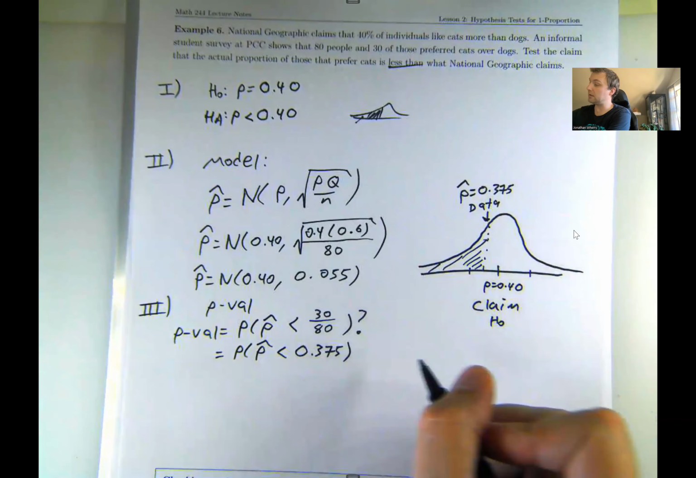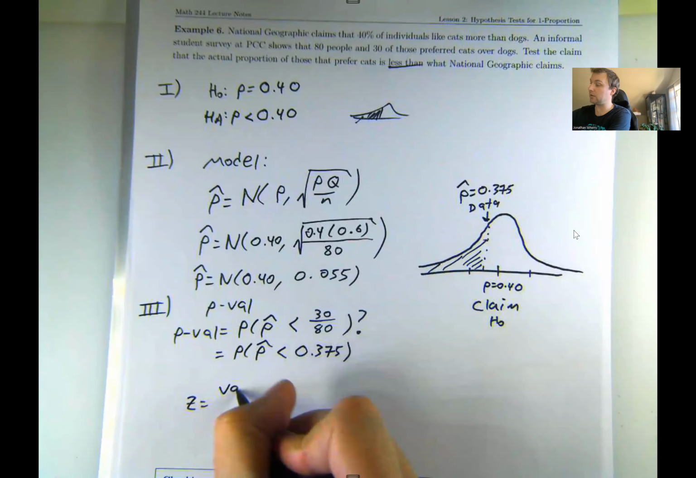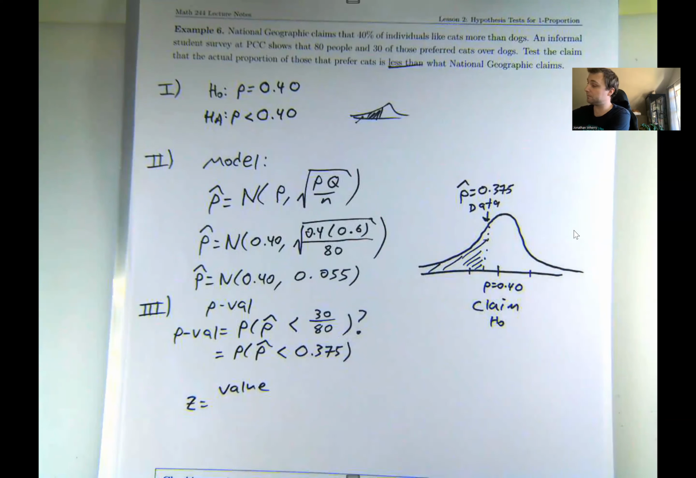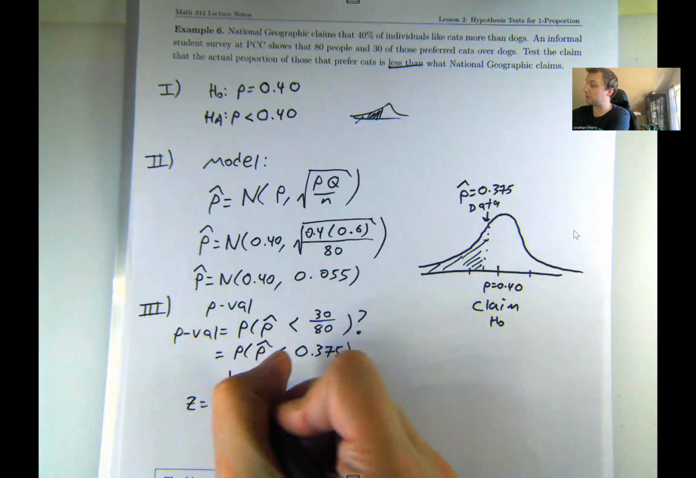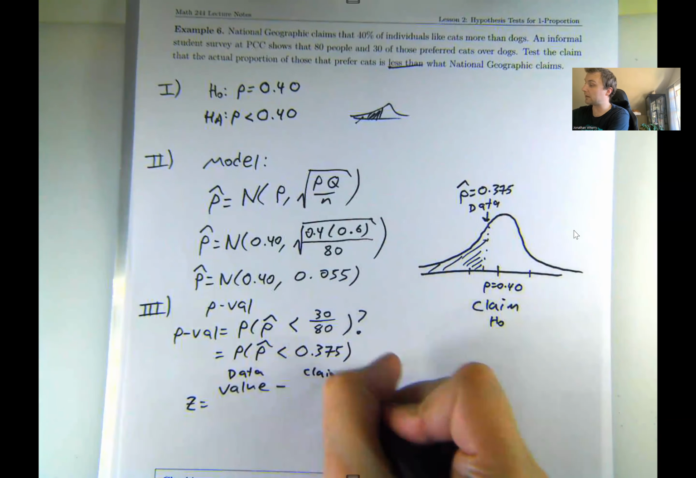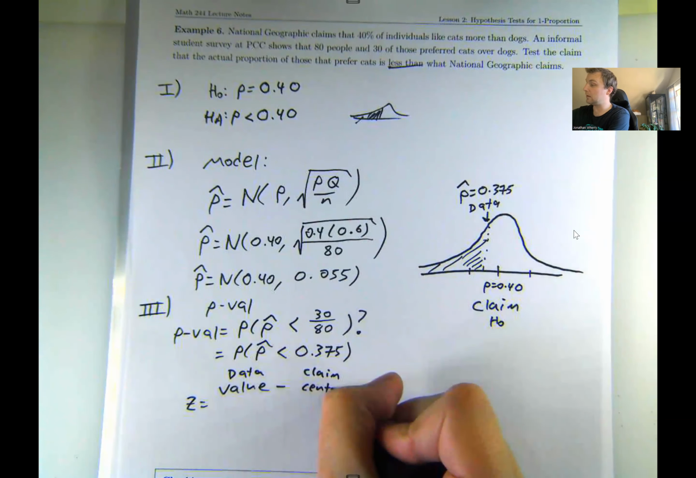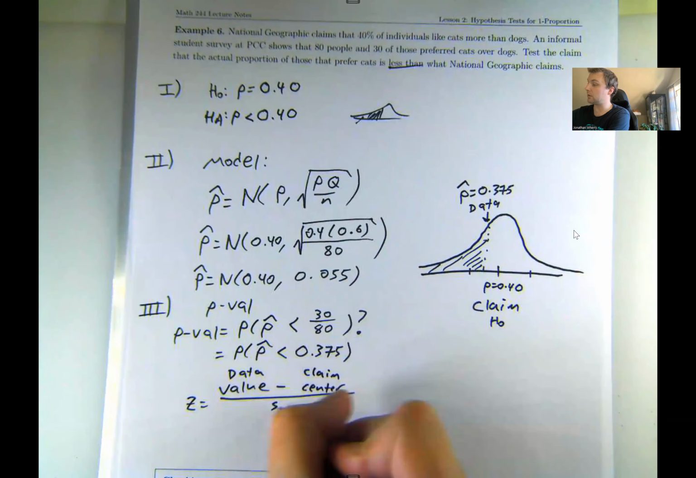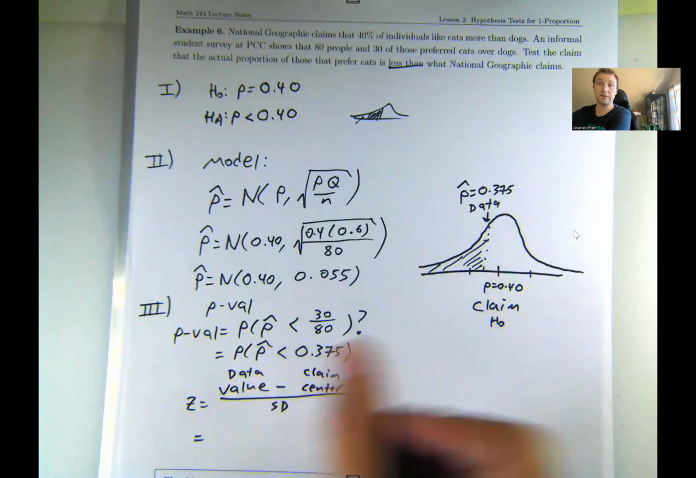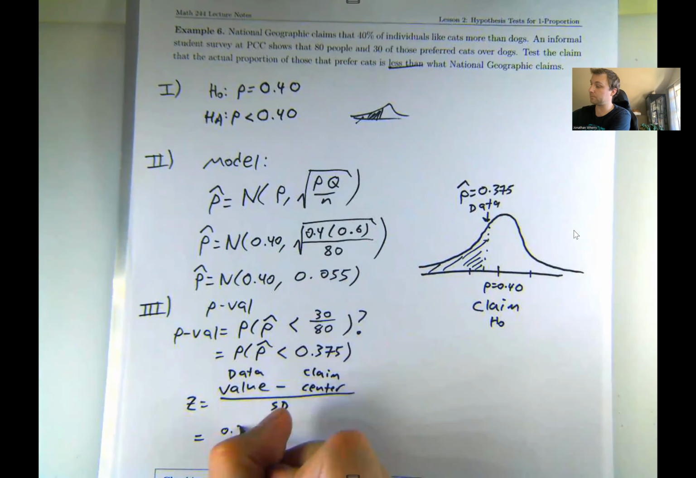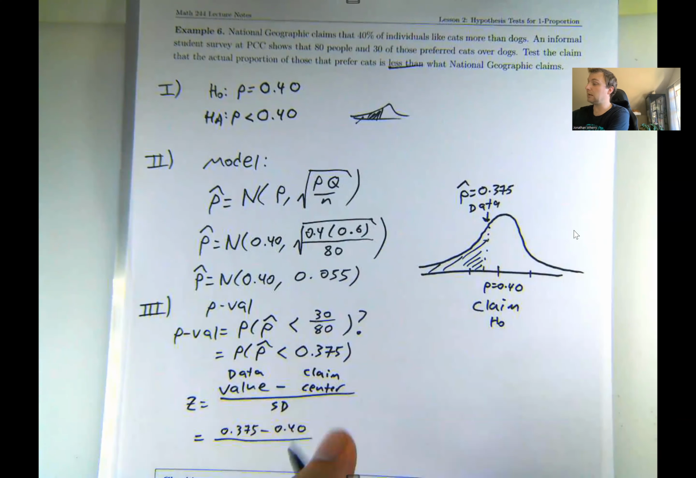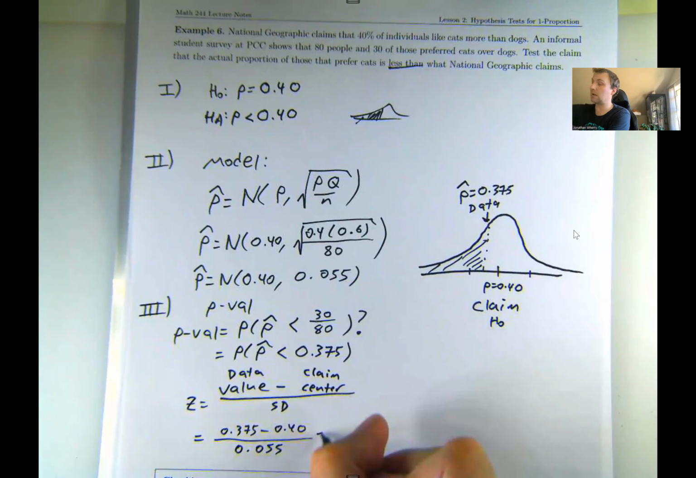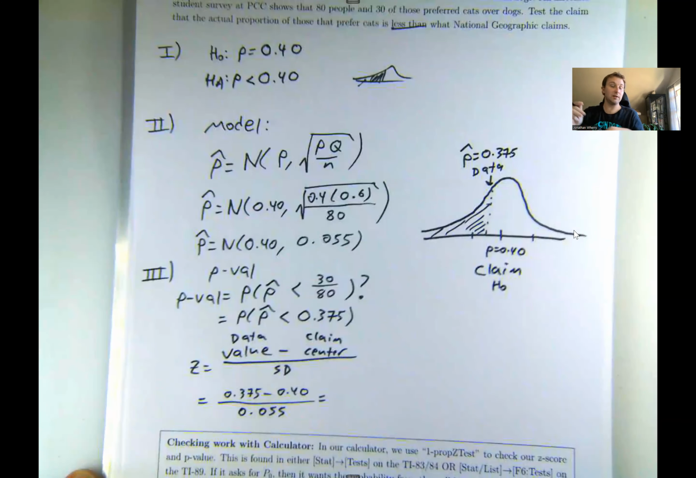The way I'm going to find my z-score here is I'm going to take the value that I care about from the sample data. I'm going to subtract the claim from the center, so the data value minus that claim or null hypothesis center, divided by the standard deviation. So in this case, my value of interest is at 37.5. The claimed value in the center is 40%, and the standard deviation is 0.055.